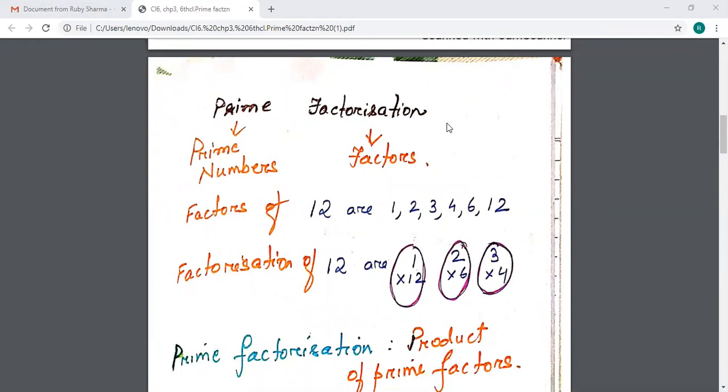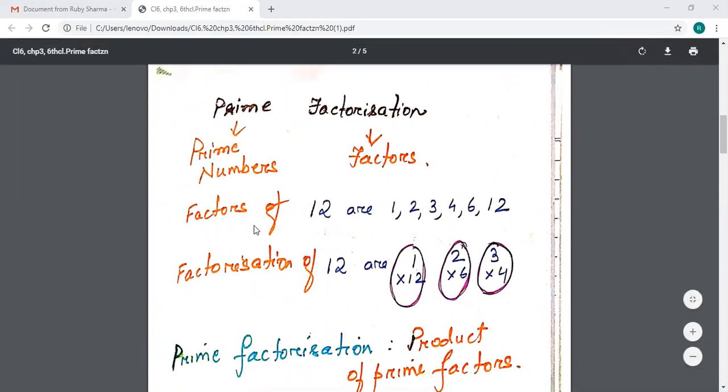But factorization and factors are two different things, so don't confuse it. That is why I've given you the difference. Factors of 12 are these, but factorization is a different thing. Factorization is the product of factors, when it is expressed as a product of factors, like 12 is equal to 1 into 12. Can you see? Or you can write 2 into 6. Any one you can write, isn't it?